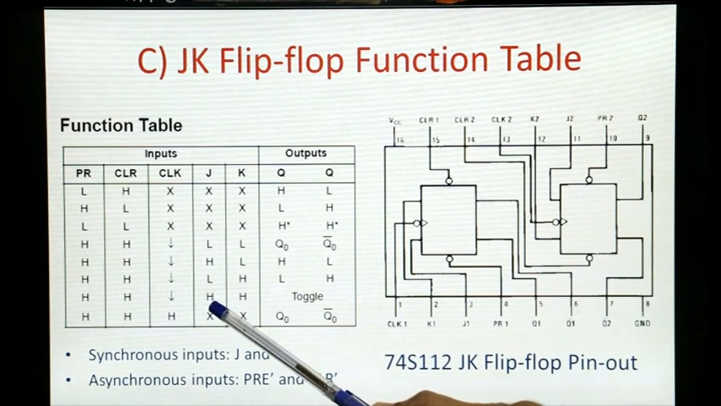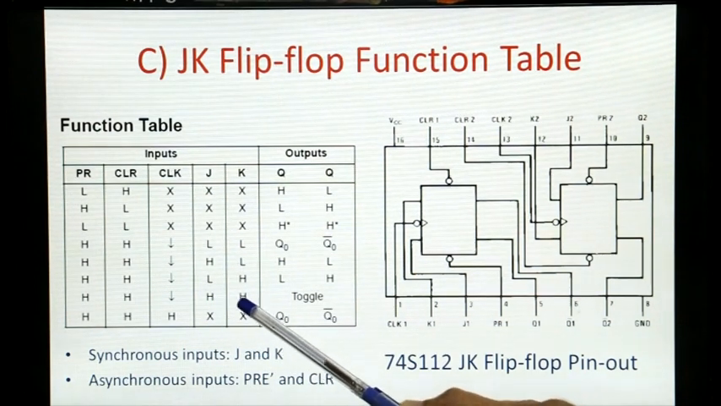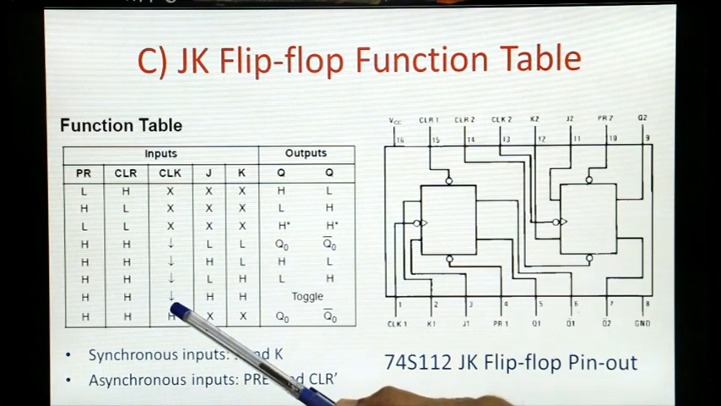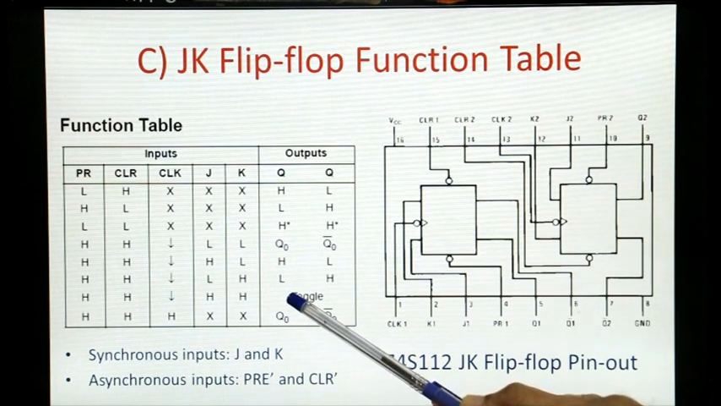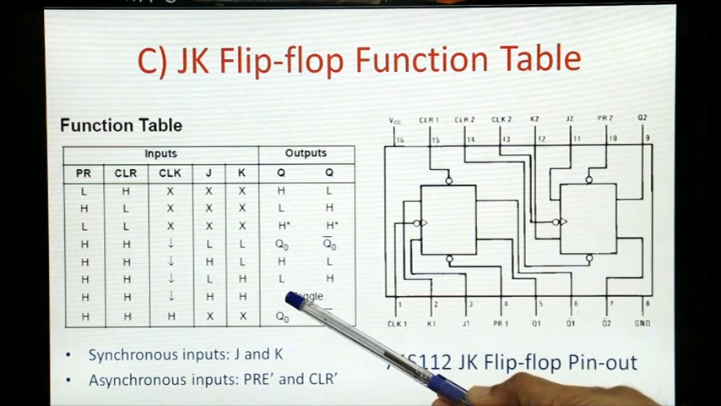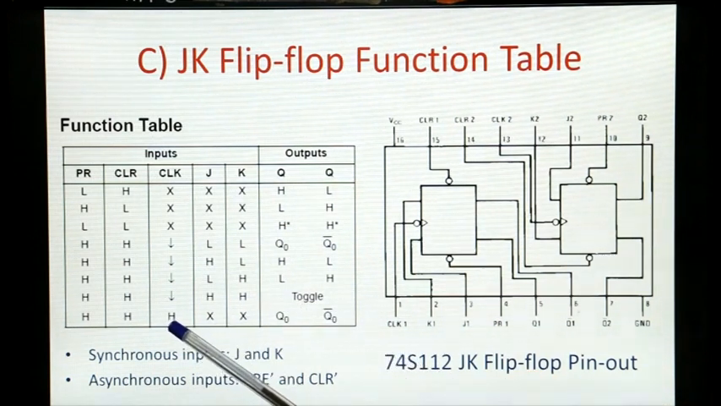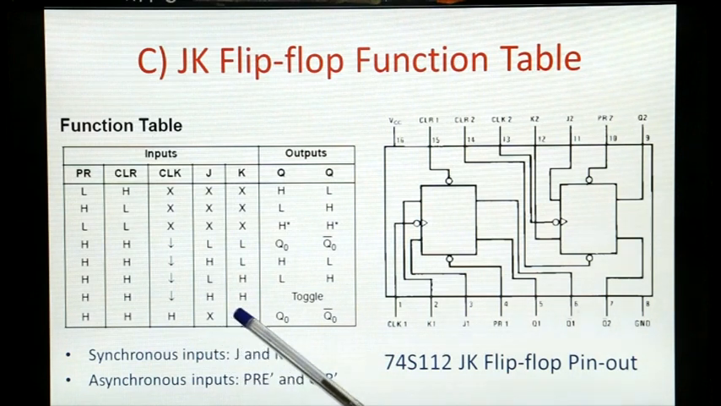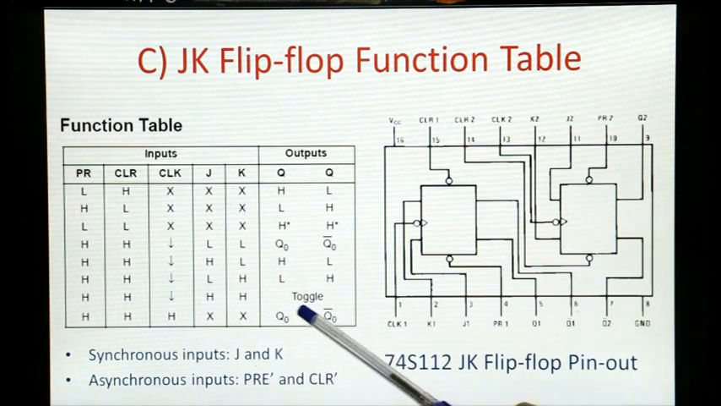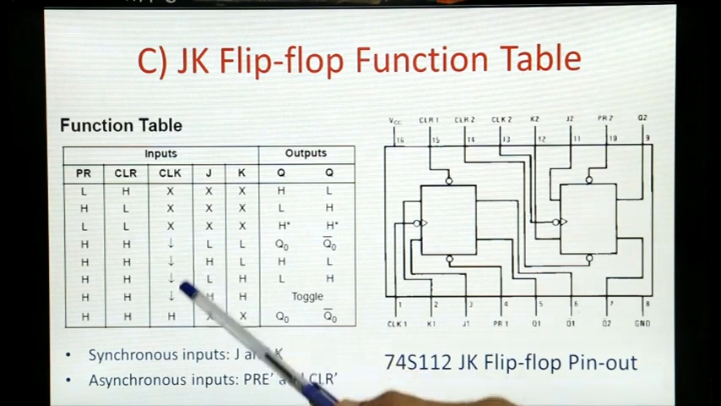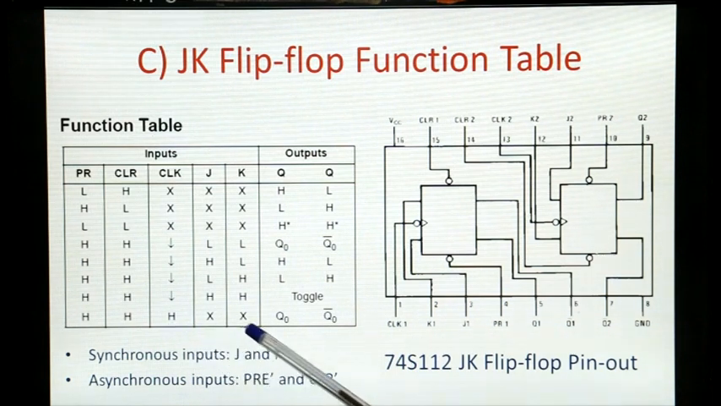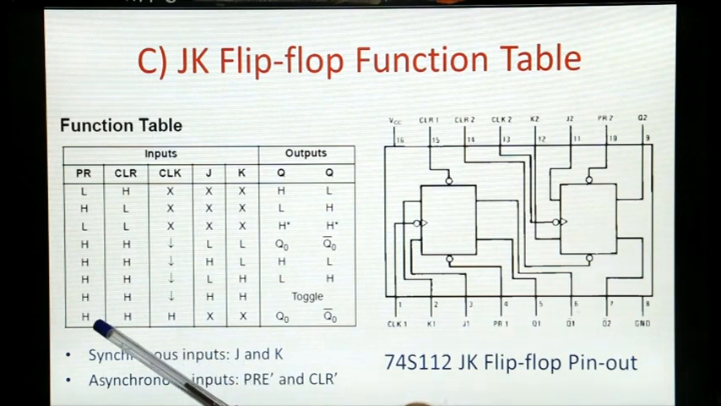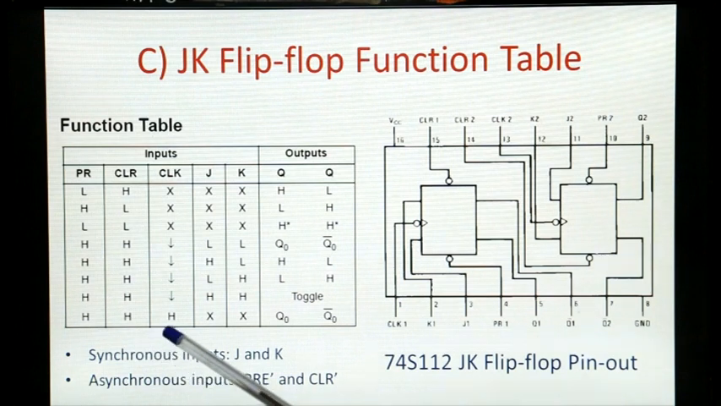If you keep both J and K at 1, then at the next negative edge of the clock the outputs will toggle, meaning if Q was 0 it will become 1, if Q was 1 it will become 0, and so on. Now if you keep the clock high, irrespective of whatever J and K are, the states will continue. This is very important: all outputs change only at the negative edge. So if the clock is high, nothing is going to happen. Most of the time, in normal operation, you would keep both preset and clear inputs high.